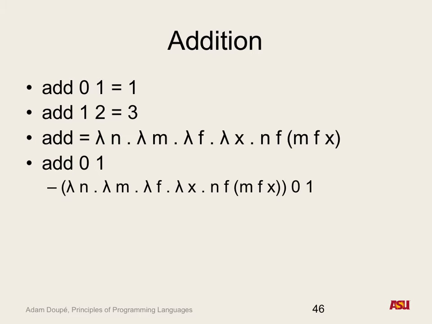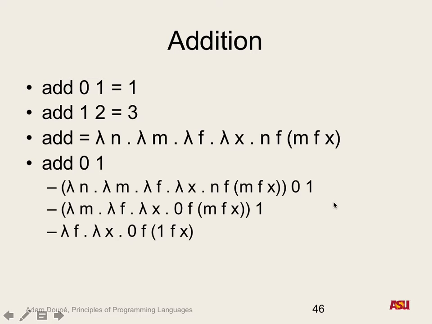Add 0 and 1. Right? We can expand out our add function. Lambda n dot lambda m dot lambda f dot lambda x dot n f, m f x. It's very clear. Okay, so we're going to do these substitutions. So we're going to call this replacing all the n's in here with 0 and all the m's with 1. Right? So we have the 0, we have the 1. Good? Cool.